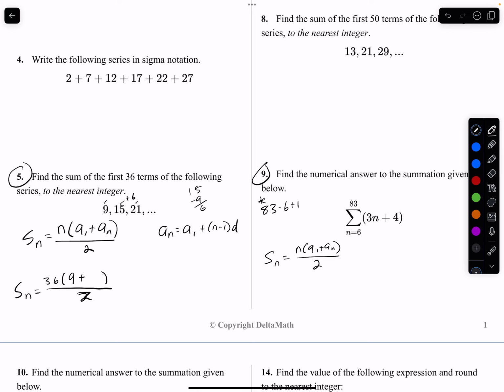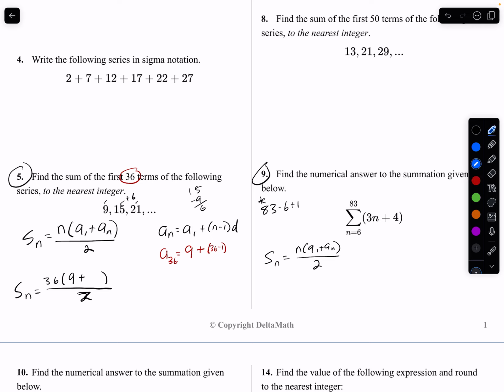So what we need to do is figure out, well, what's the 36th term of this function? If I'm going to find a sub 36, I'm going to take the first term, which is 9, plus 36 minus 1 times the difference, right?